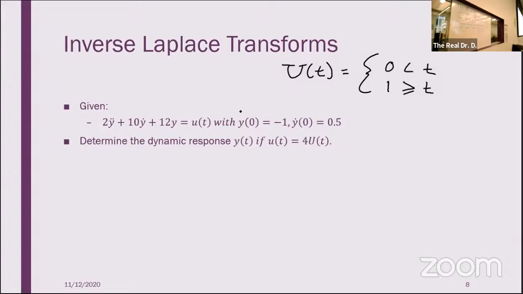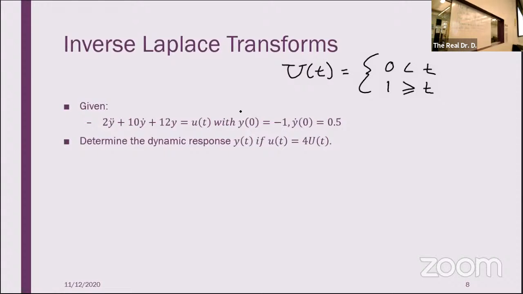Capital U is 0 before we turn it on and 1 afterwards. Now this one's getting multiplied by 4, because it's not a unit step. It's 4 times the unit step, which is a step of 4. So what do we do?